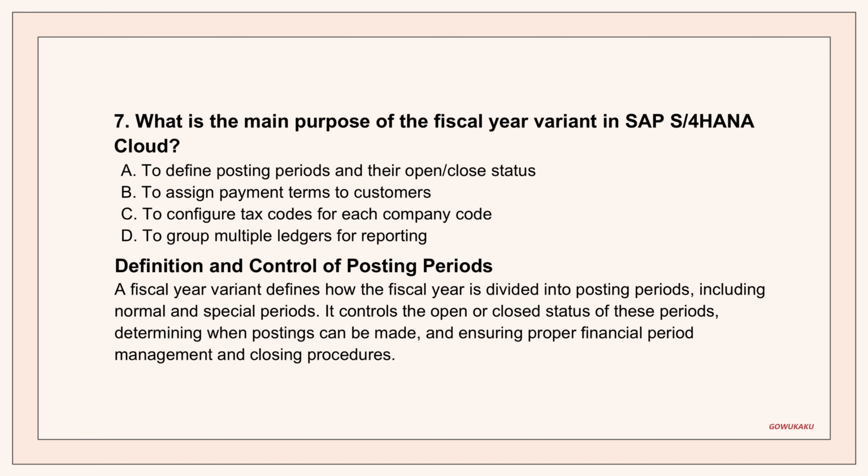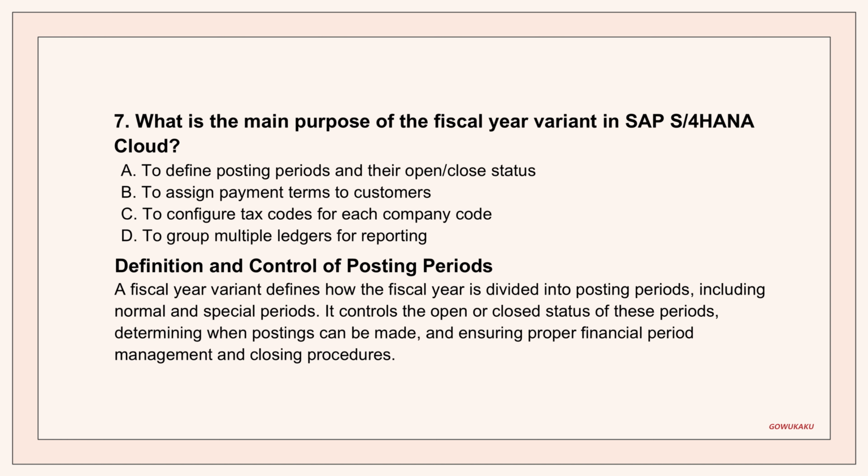It defines your entire financial calendar. How many posting periods are in your year? Does your year run January to December or maybe July to June? So it sets the timing structure. Completely. It defines the periods, including any special periods for year-end adjustments.